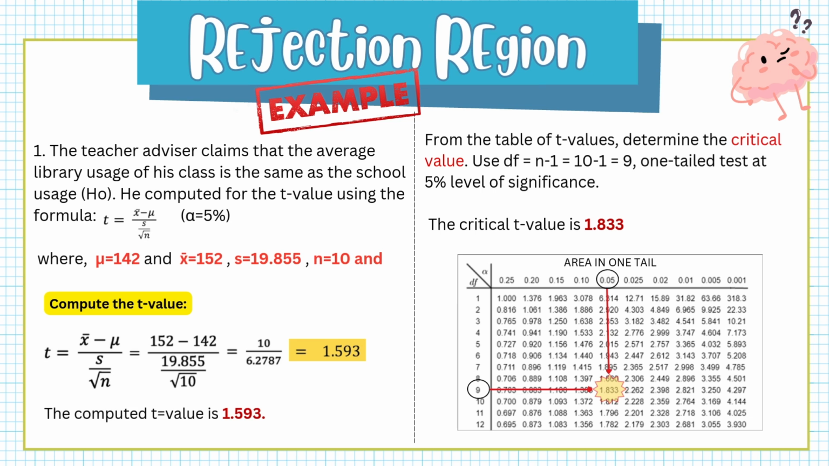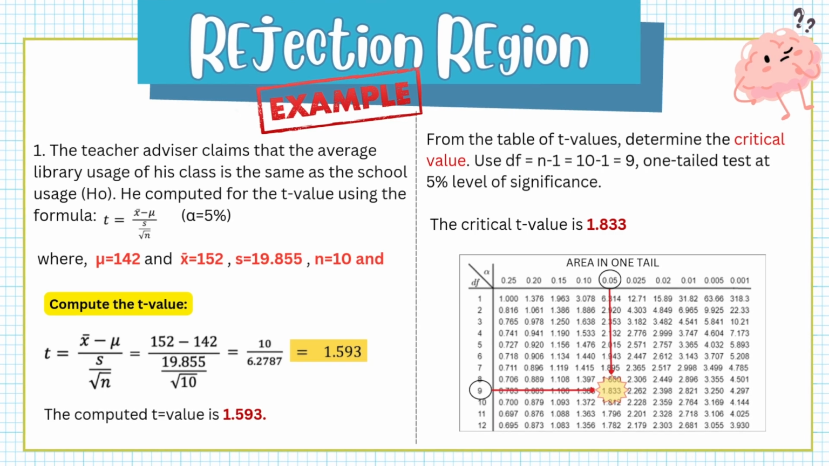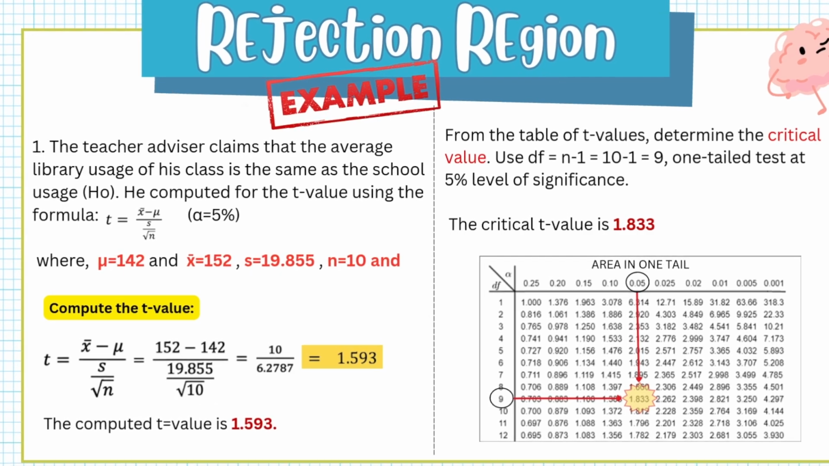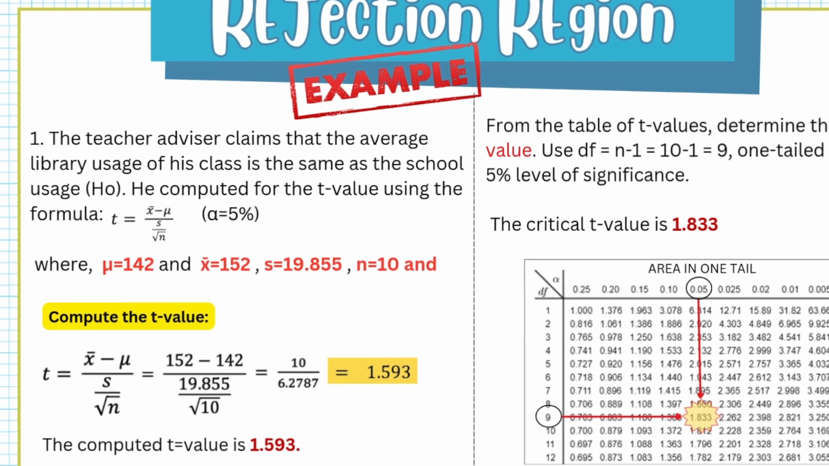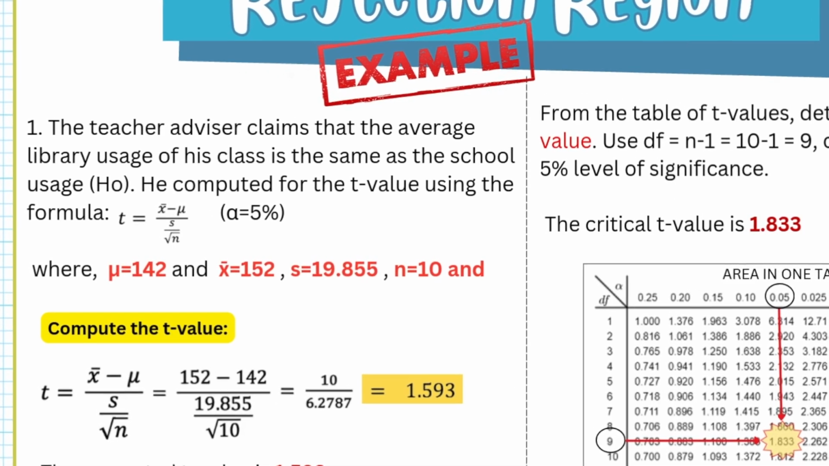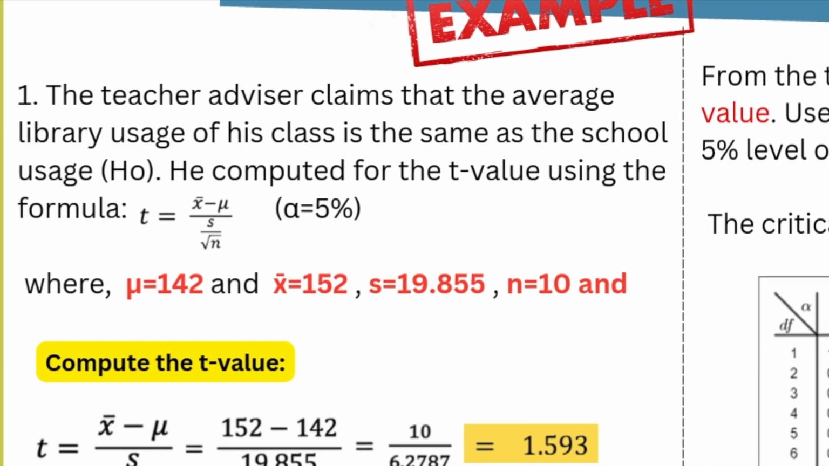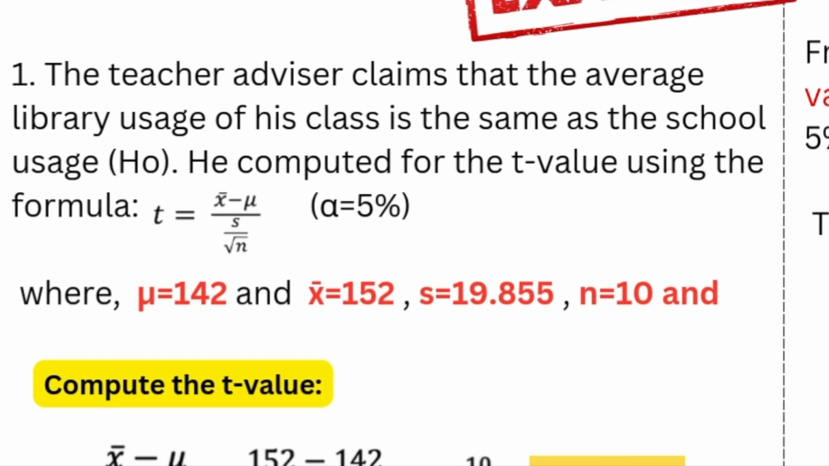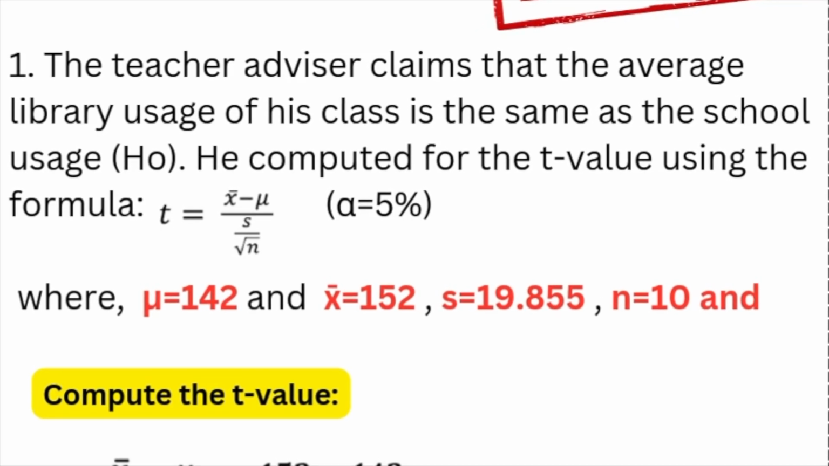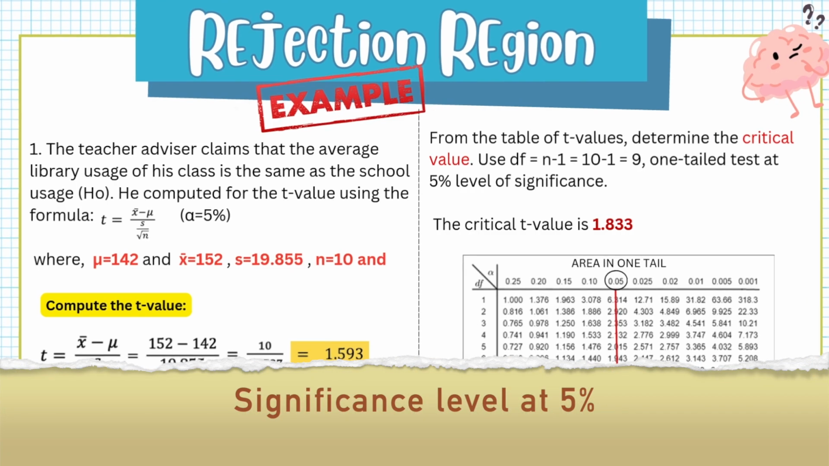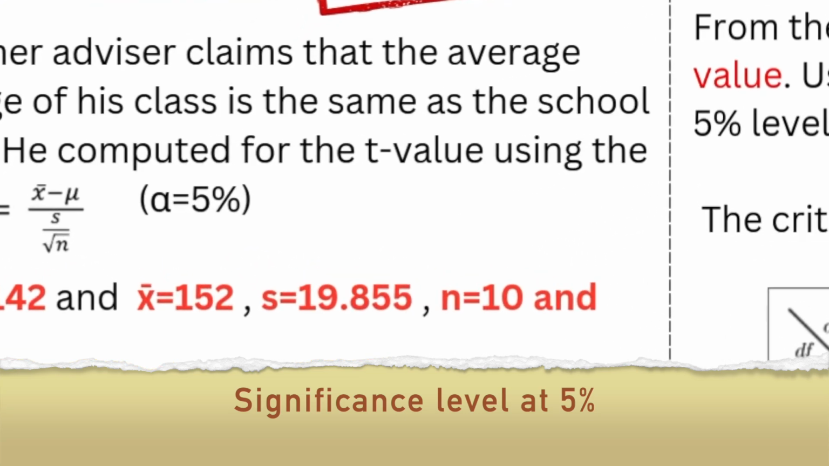He computed for the t-value using the formula t is equal to x bar minus mu divided by s divided by the square root of n, where mu, the population mean, is 142, the x bar or the sample mean is 152, s, the standard deviation, is 19.855, and n, the sample size, is 10. And of course, the significance level is 5%.